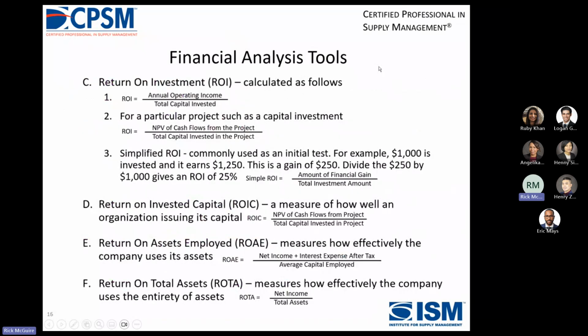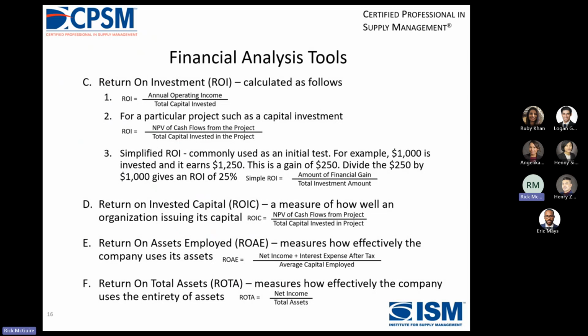Okay, now we've got return on investment, ROI. This is a very common one too. Annual operating income divided by total capital invested. So for a particular project though, it's going to be the net present value of the cash flows that we just looked at divided by the total capital invested. So the ROI would be that 11,000 divided by the 100,000, or about 11%.